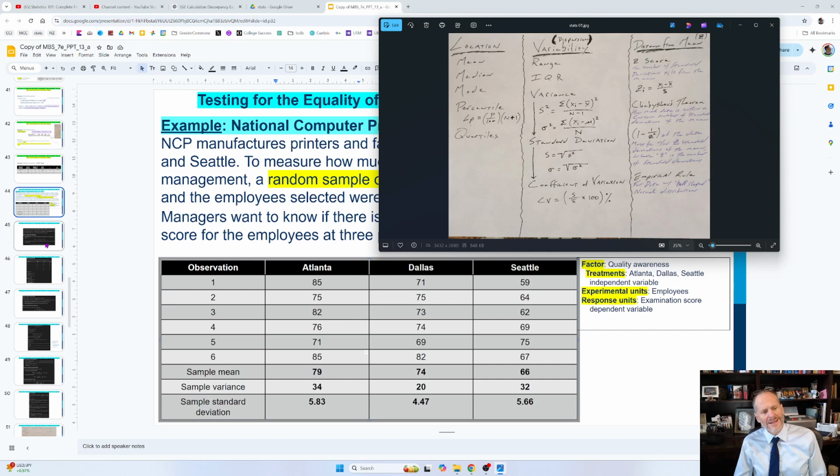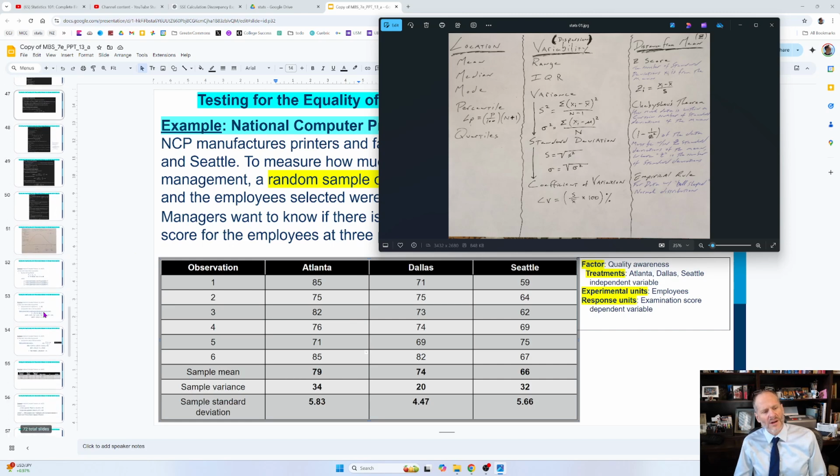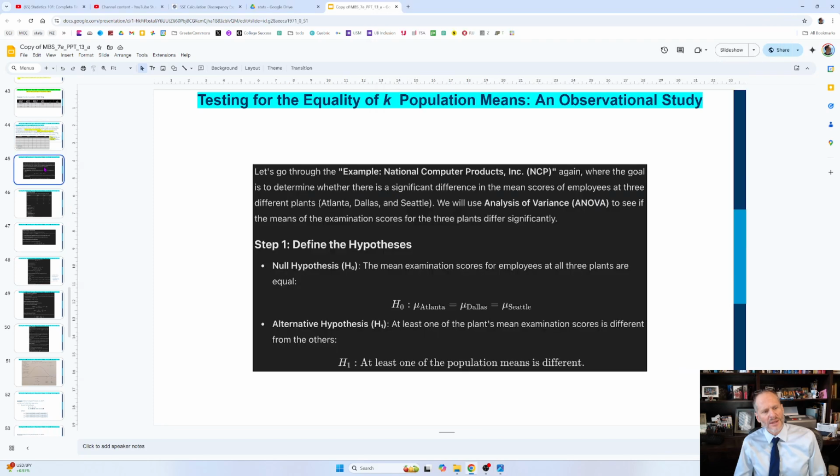So when I dump all this in, first of all, we'll look at the ChatGPT explanation, but then there's going to be something that is going to be adjusted about that. So let's go through this example. The goal is to determine whether there's a significant difference. And I really like the way ChatGPT explains things.